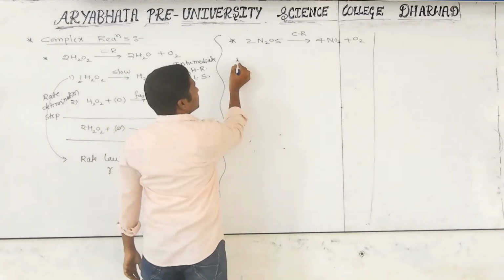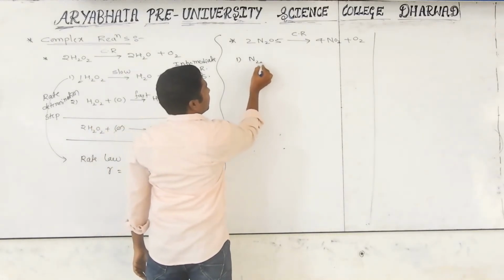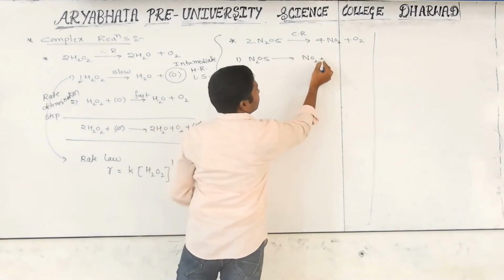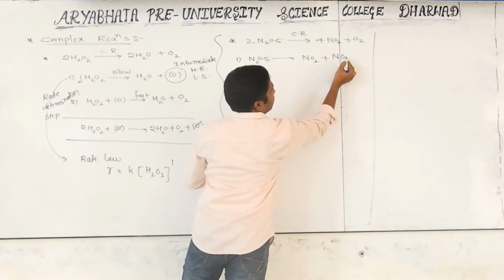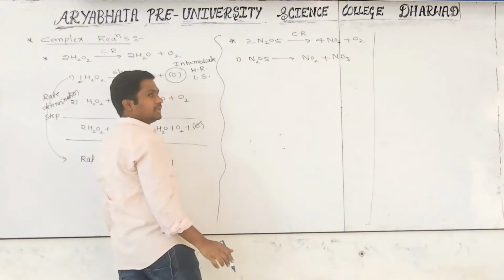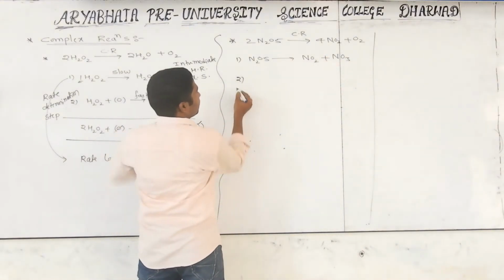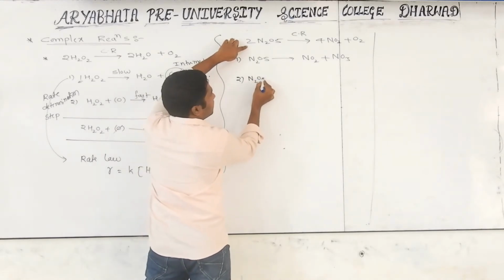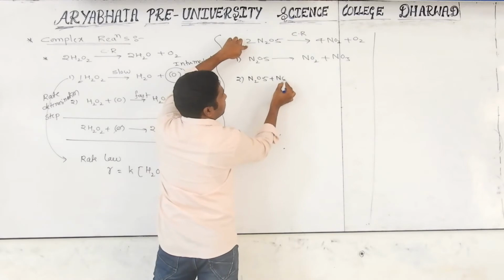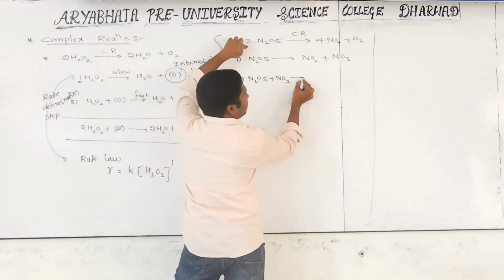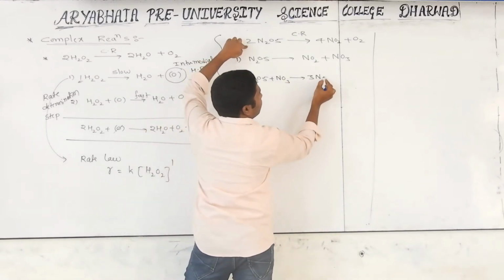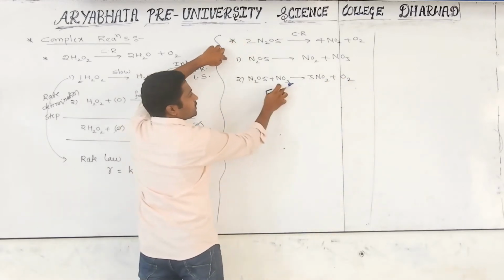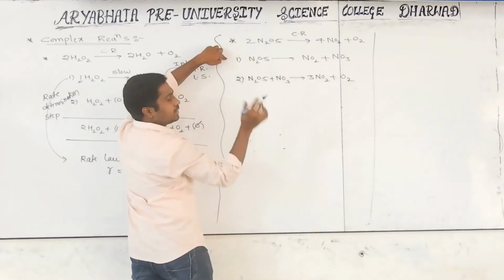See the first step. What happened? N2O5 is decomposing into nitrogen dioxide and nitrogen trioxide. Is it balanced? Yes. Take the second step. One more N2O5 is there, and it will combine with NO3. Then what is happening? We are getting 3NO2 plus oxygen. Check it: 5 plus 3 is 8, and 3 twos plus 6 is 8.